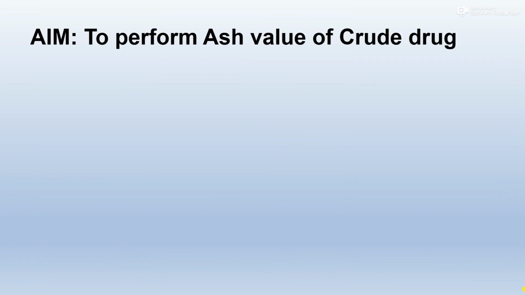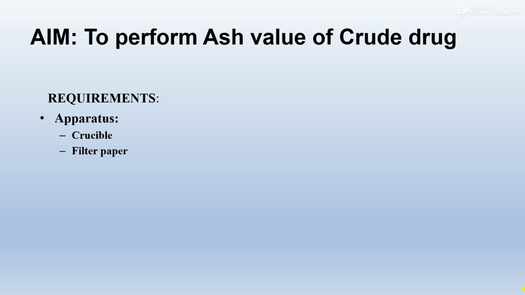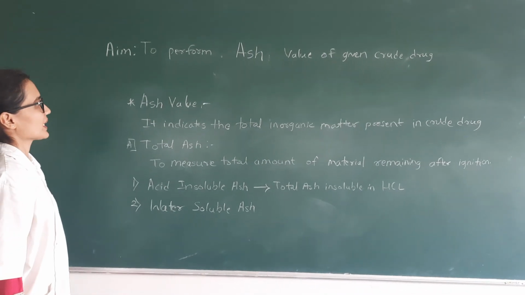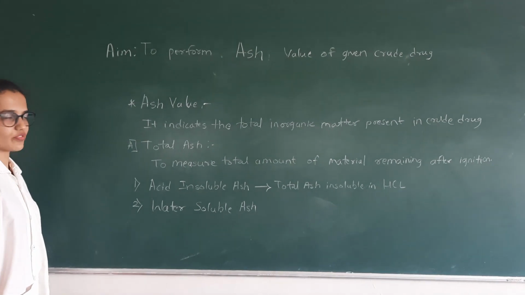Today we will perform the ash value of crude drug. The requirements for the practical are crucible and filter paper, that is Whatman filter paper. The chemicals required are alcohol, hydrochloric acid, distilled water, and the instrument we will use is the muffle furnace. The aim of the practical is to perform the ash value of the given crude drug.